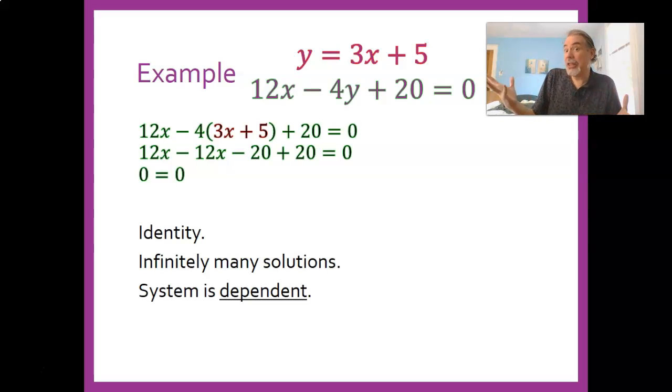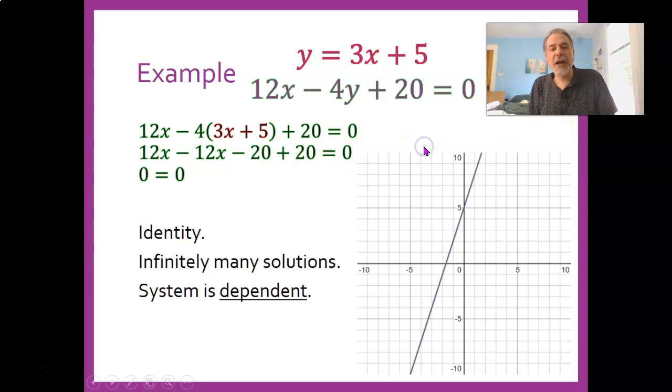Now, that doesn't mean anything goes. That doesn't mean x and y both can be any numbers you want, but it does mean that if you find a pair of numbers that works in one equation, that same pair of numbers will also work in the other equation. So you have multiple possibilities. x could be 0 and y could be 5. The first equation would be true, and so would the second. x could be 1 and y could be 8. x could be 2 and y could be 11. x could be negative 1 and y could be positive 2. x could be 10 and y could be 35.